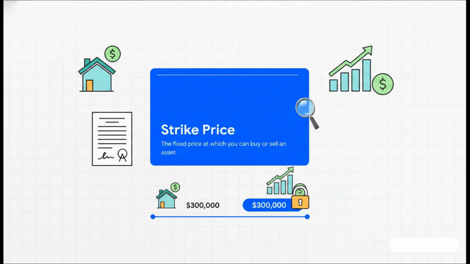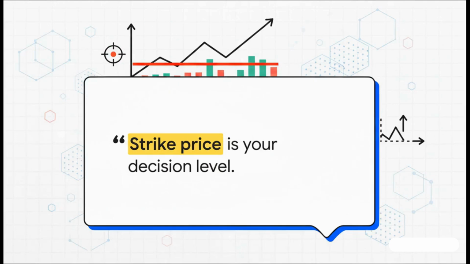When you buy an option, you are specifically choosing that fixed reference point. And this brings us to a brilliantly simple way to think about it. Strike price is your decision level. I absolutely love this quote because it takes a cold mathematical term and turns it into a strategic one. Your strike price is essentially your line in the sand. It's the exact, specific level from where you think the market is going to move. Really, it's your ultimate decision point before you ever even enter a trade.